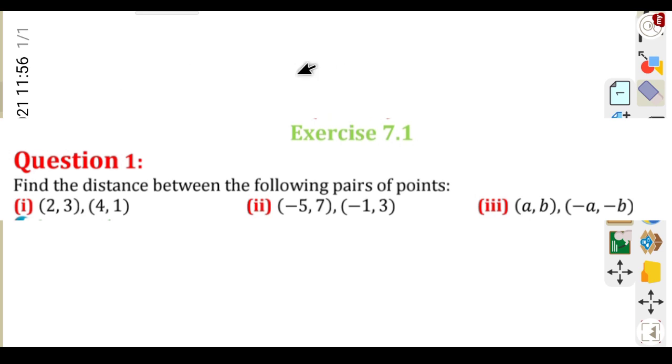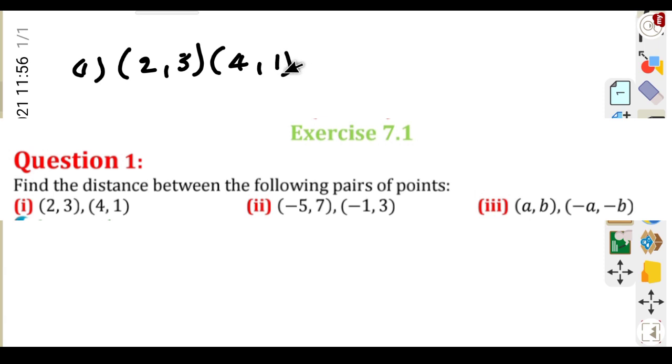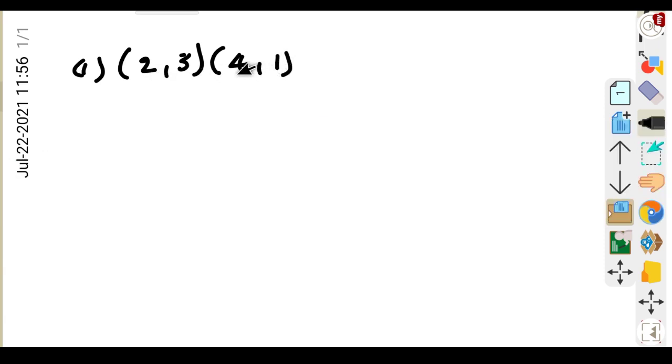So the exercise 7.1, the first problem says find the distance between the following pair of points. So that means you need to find the distance between the given pair of points, right? Let me write the points they have given. The first points are 2 comma 3 and 4 comma 1. You need to find the distance between these 2 points. I think you know the distance formula, right?